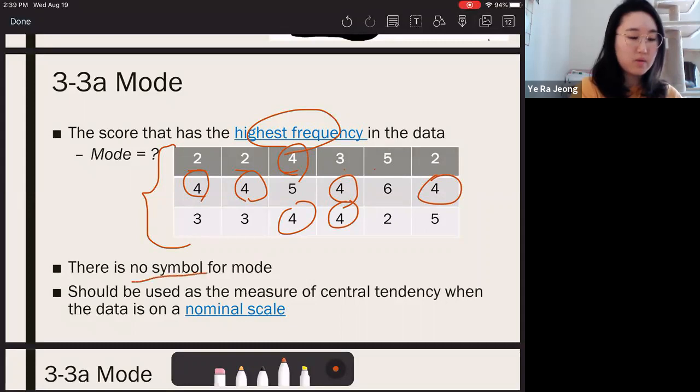There is no mathematical or statistical symbol for mode. You just call mode mode, and it's always used for nominal scale. Remember, nominal scale is when there are names, categories instead of numbers, like hair color, what else? Race, gender, those kinds of categories that are not numbers, you report mode.